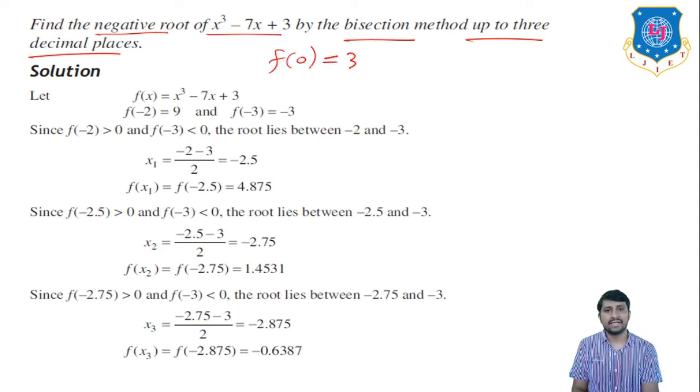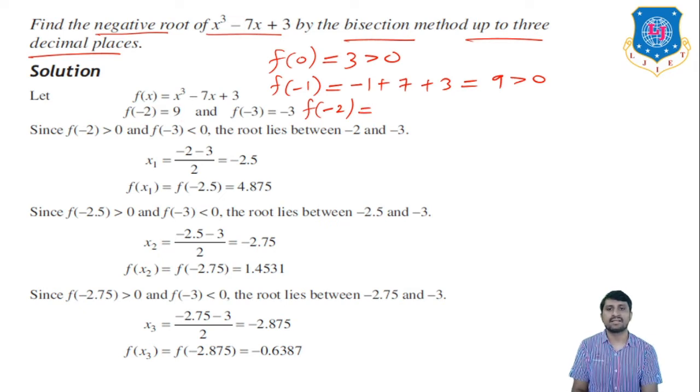So f of 0, that definitely you will get 3, greater than 0. Now f of minus 1. Okay, take minus 1, so minus 1 cube, so minus 1 plus 7 and plus 3. So 10 minus 1, 9. 9 greater than 0. Okay, now f of minus 2. So minus 2 whole cube, that is minus 8 plus 14 and plus 3. So 17 minus 8, so 9. So f of minus 2 is 9, greater than 0, right?